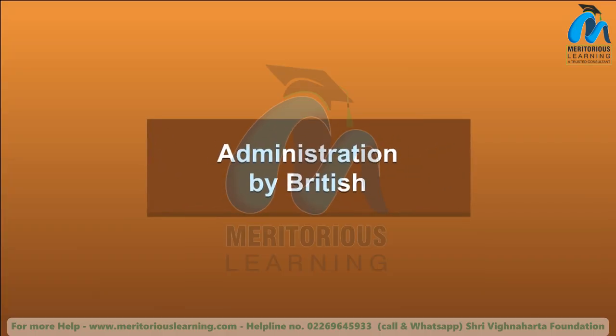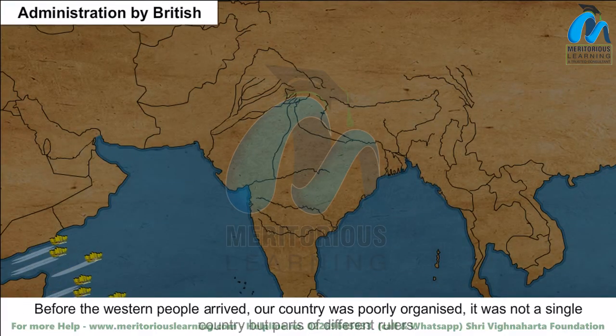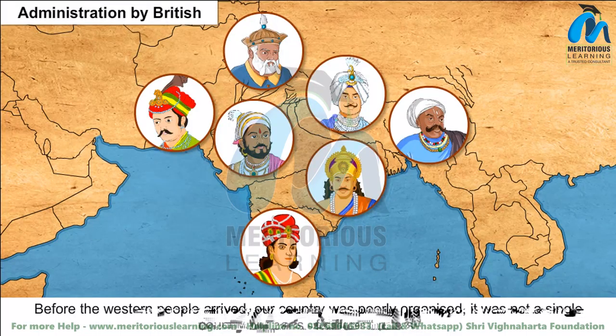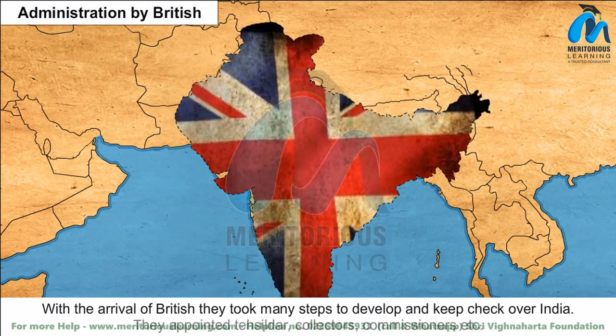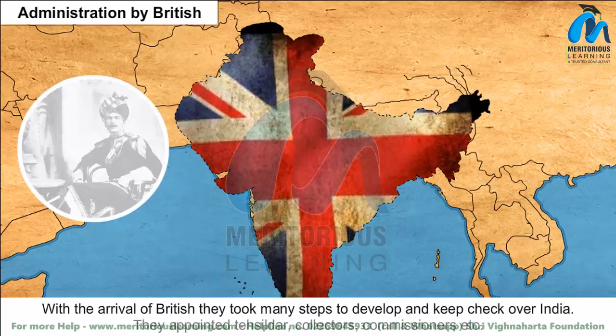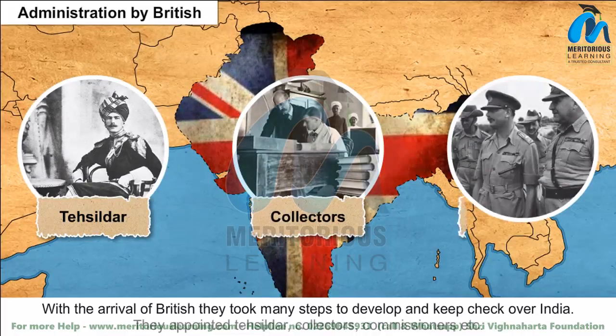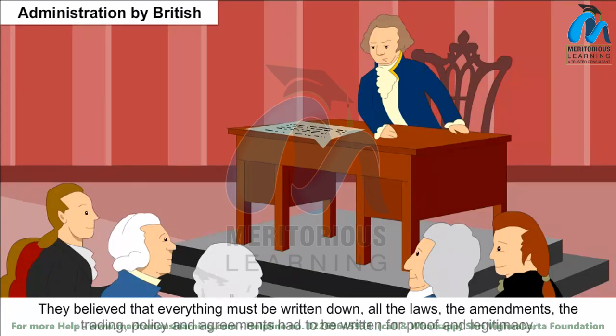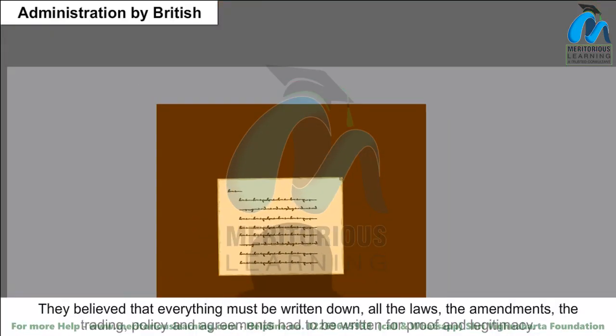Administration by British. Before the Western people arrived, our country was poorly organized. It was not a single country, but parts of different rulers. With the arrival of the British, they took many steps to develop and keep check over India. They appointed Tehsildars, collectors, commissioners, etc. They believed that everything must be written down. All the laws, the amendments, the trading policy and agreements had to be written for proof and legitimacy.